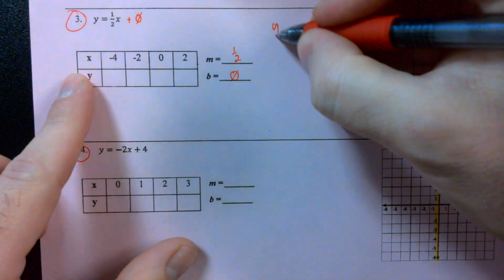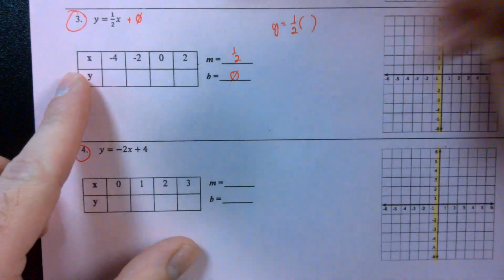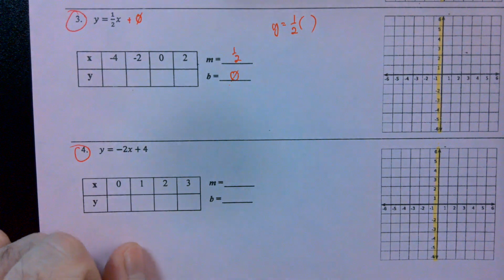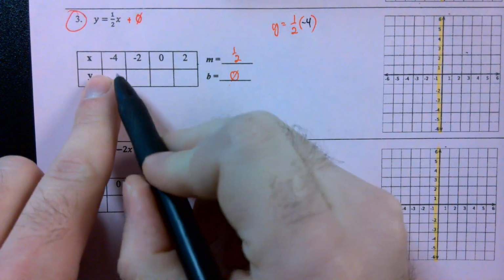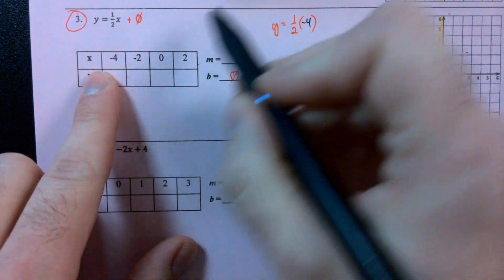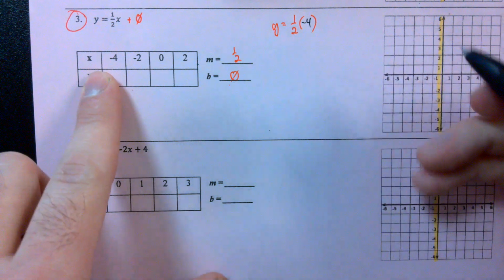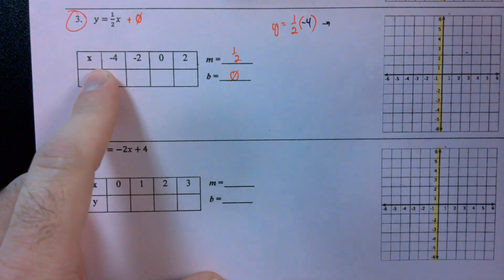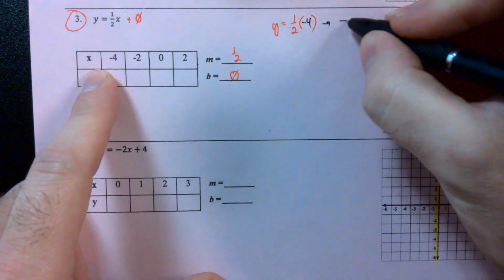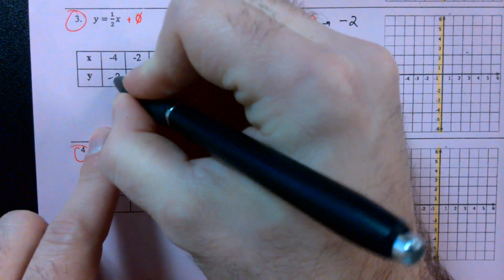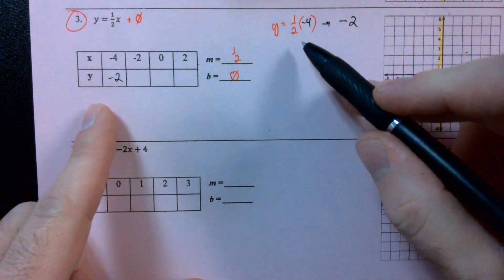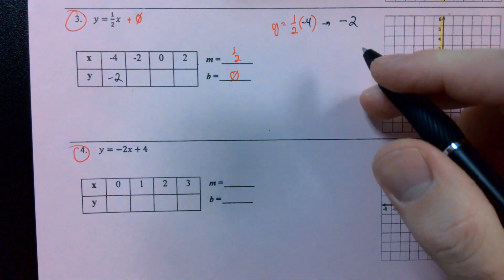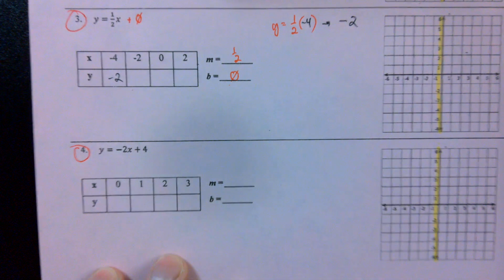So I'm going to take this, I'm going to set this up. Y is equal to 1/2 times x. What's the first number I'm going to plug in here? -4. It's the first x value on my table. So I'm going to plug that in. What's half of 4? 2. And a positive times a negative gives me a negative. You could also think of it like 4 divided by 2. If you're multiplying something by 1/2, it's the same as dividing by 2.